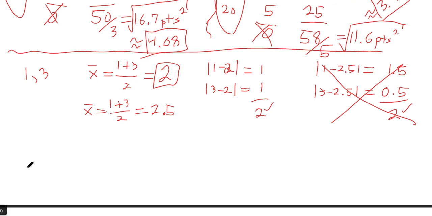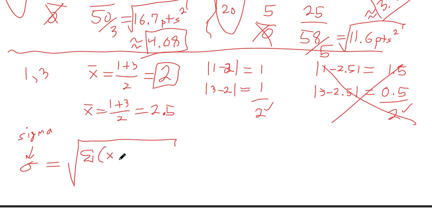The formula for a standard deviation, we usually use the letter sigma to represent it. It looks like an O with a growth. To find the standard deviation, the formula looks like this. It's a big old square root of the sum of x minus x bar squared divided by n.